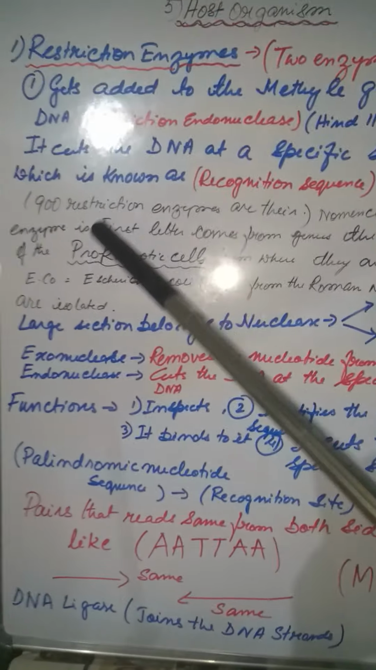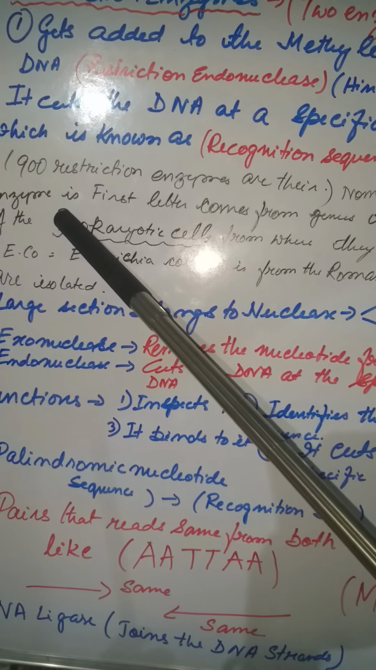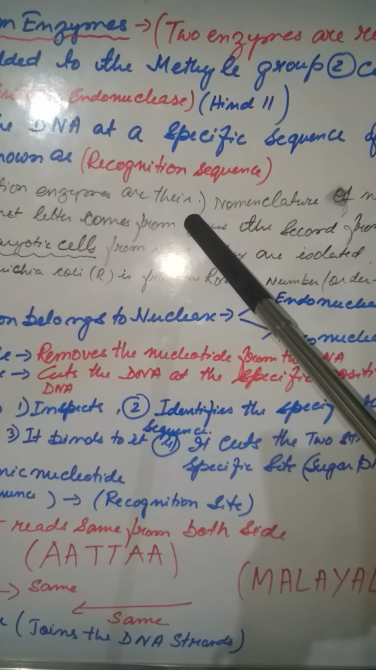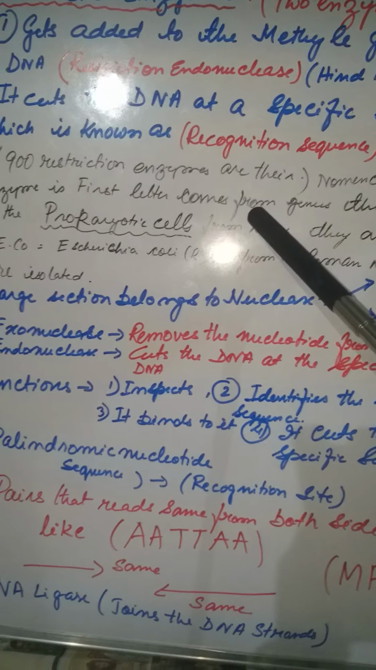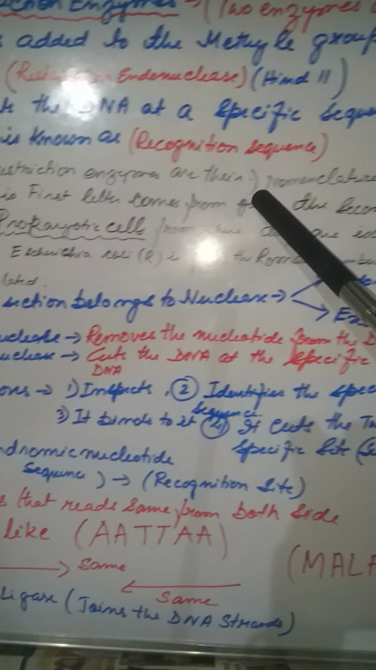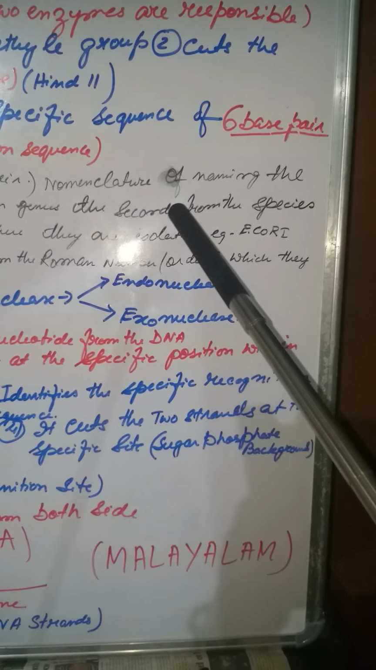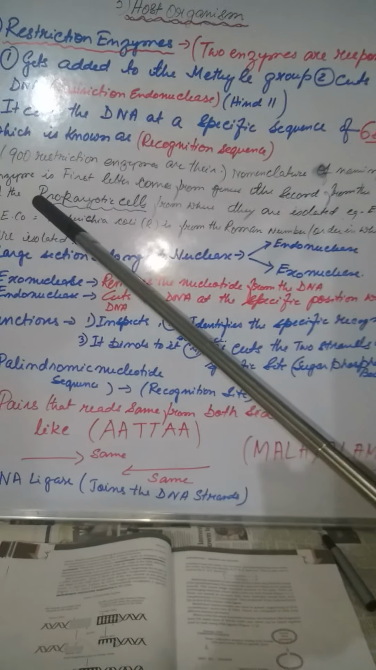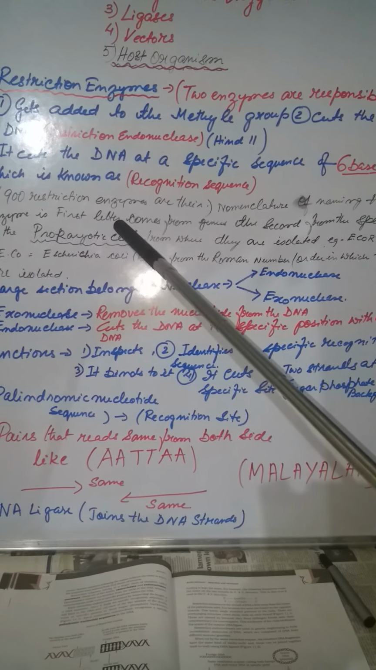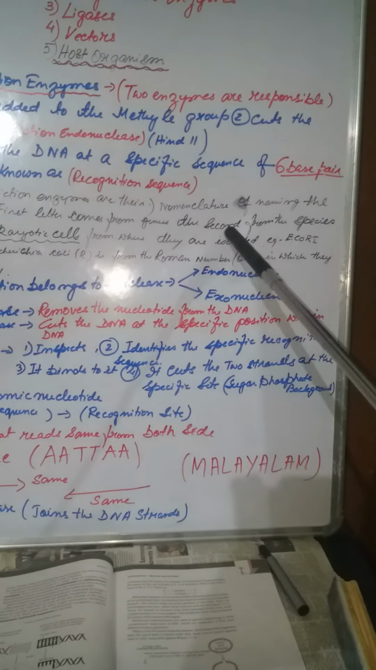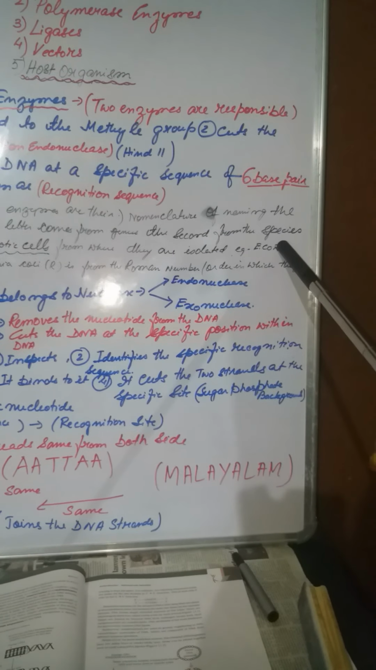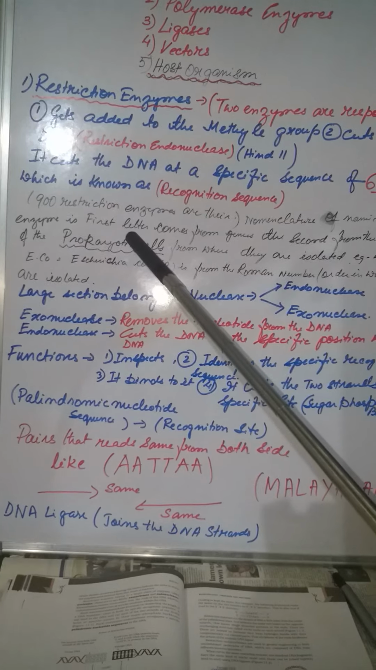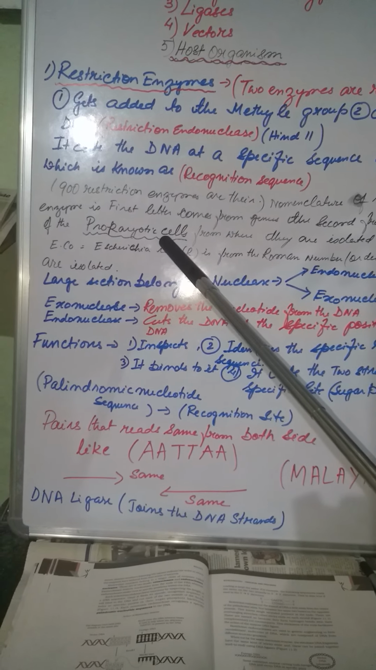Now here you see there are more than 900 restriction enzymes that have been identified to date. And how is the nomenclature, the naming, done? The first letter of the enzyme name comes from the genus. The second letter comes from the species of the prokaryotic cell. Mind it, whatever we are using here is basically all prokaryotic cells.